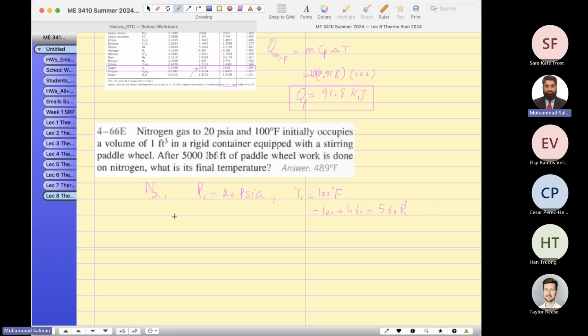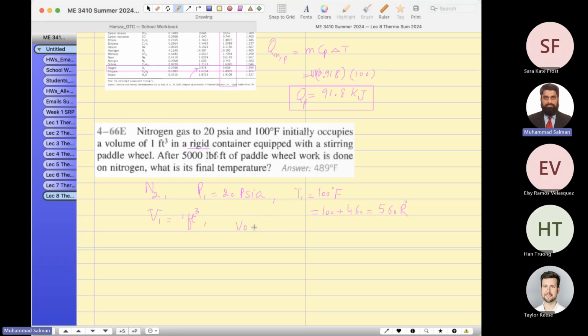And initially it occupies the volume of 1 foot cubed in a rigid container. Volume is constant. When you see rigid, it means no work is being done. Volume is constant throughout the process. And it is equipped with a stirring paddle. If you have a constant volume and you have some kind of propeller or paddle, you are doing mixing, stirring, paddle wheel work. So the work is done on the nitrogen.